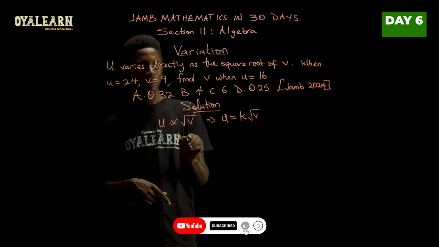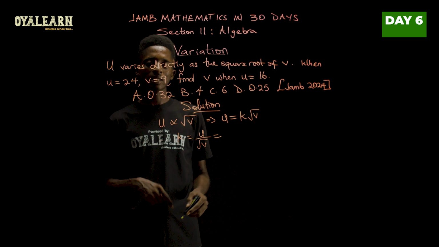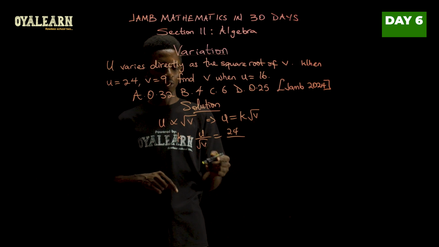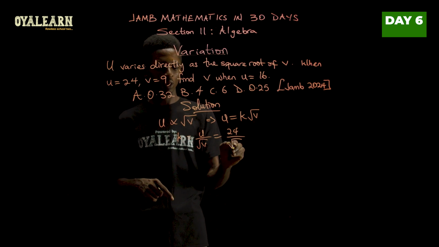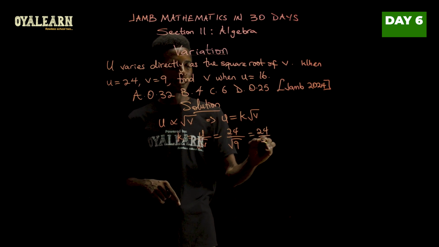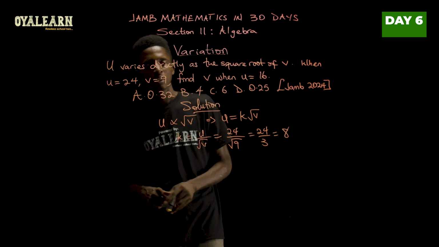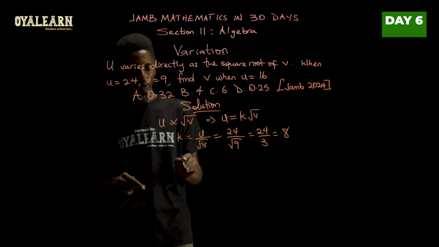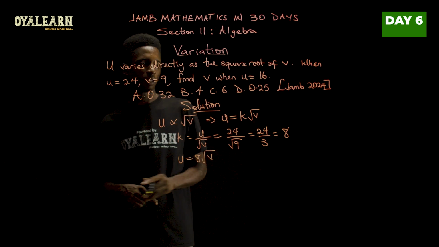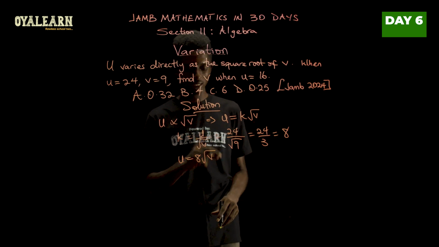So we can then find K to be U over square root of V. And since U is 24, when V is 9, so that will be K becomes 24 divided by square root of 9. And this will give us 24 over 3. Now when we divide this, we're going to have K to be 8. So now that we have the value of K, we can then say the equation states that U equals 8 root V.